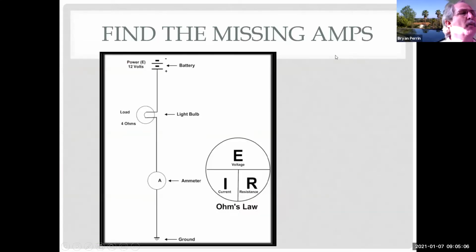So now we're going to work on these lab sheets. I sent these out to you. If you did print them, go ahead and pull it out. And if you didn't print it, that's okay, because we're going to do this together. So my first question is, what would my amp meter read right here?